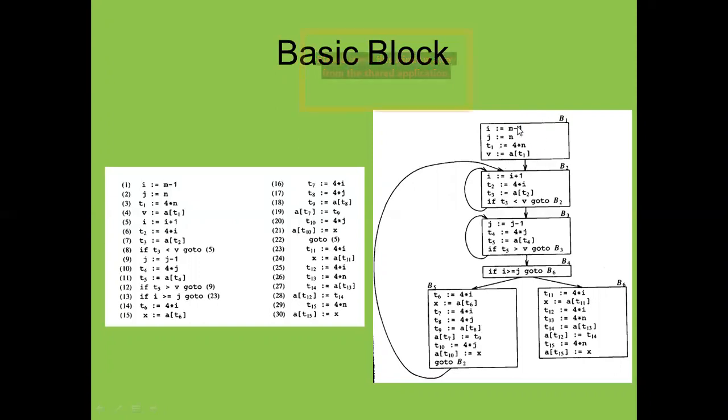Then you divide the program into a number of blocks. So the first is i is equal to m minus 1, j is equal to n, t1 is equal to 4 star n, and v is equal to a[t1]. You are storing this value to v. Here we divide this complete program from point 1 to point 4, and you call it B1, basic block 1. So this is called block 1.